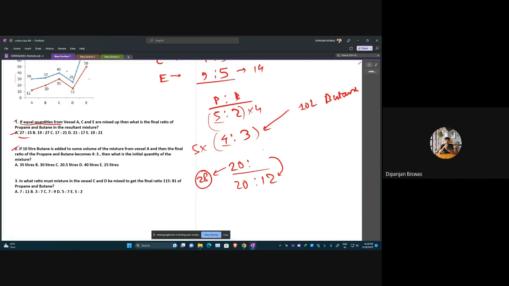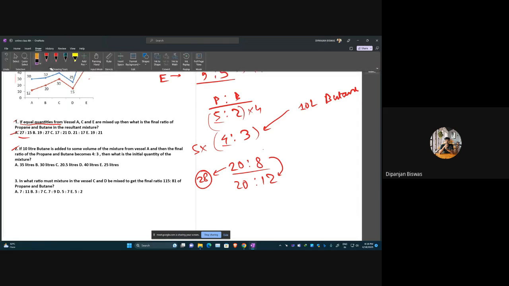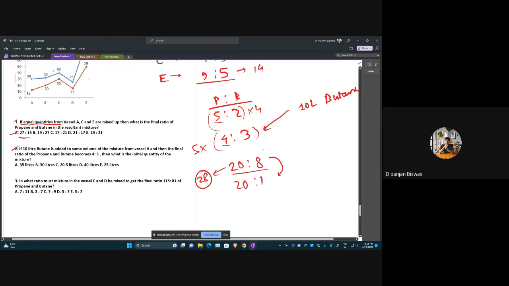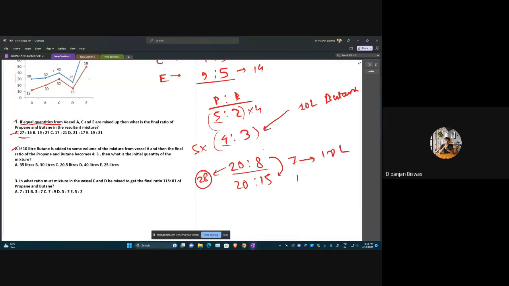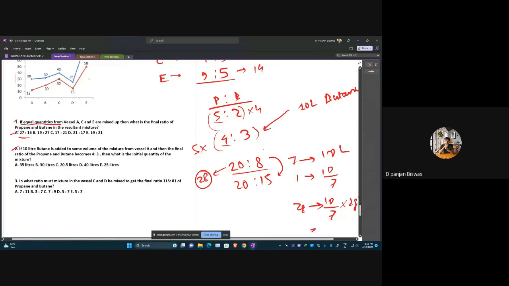Yes, here it was 20:8. And multiplying by 5, you should be getting 15. So 7's value, there is an increment of 7. 7's value is 10 liter, 1's value is 10 by 7. And 28's value is simply 10 by 7 into 28. We should be getting 40 as the right answer.